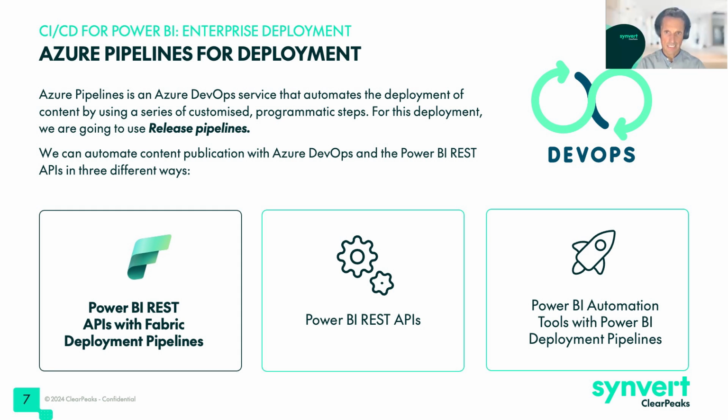In enterprise scenarios, we can automate content publication with Azure DevOps and the Power BI REST APIs in three different ways. We will use the deployment pipelines Fabric REST APIs to integrate Fabric into our organization's automation process. Basically, it is the simplest way to explain the whole process lifecycle. Deployment pipelines were introduced in Power BI Premium to manage deployment targets and promotion from dev to other workspace environments for testing, quality assurance, and production.